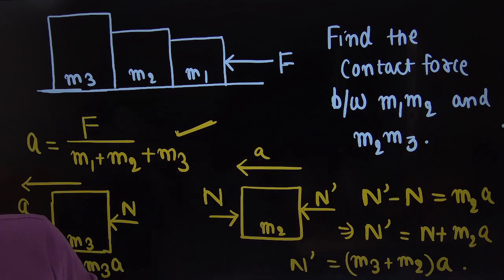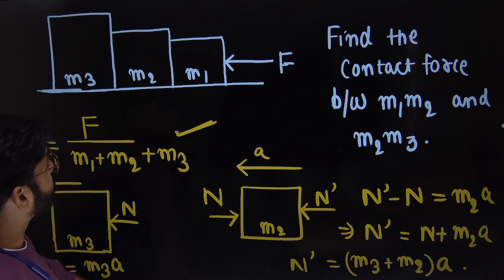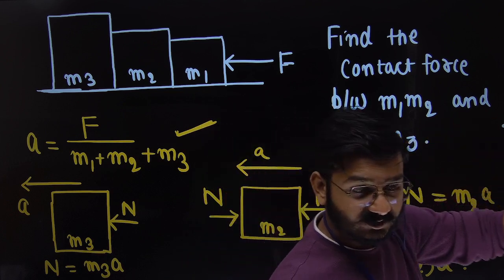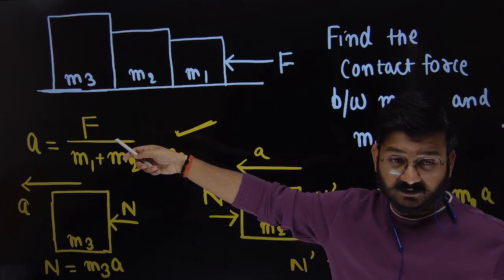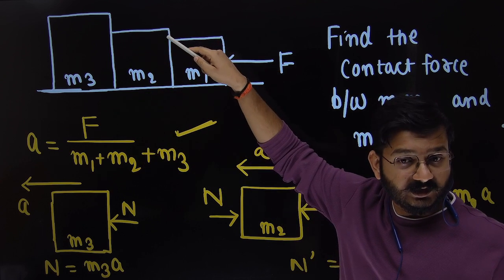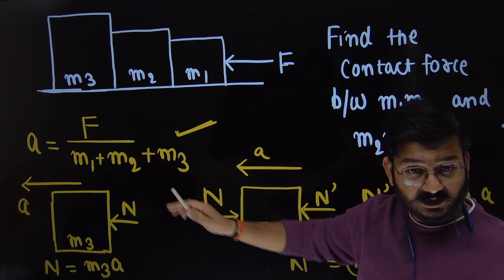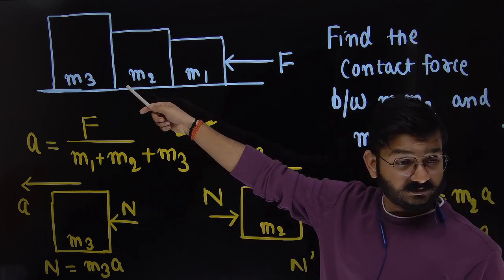So find the contact force between M1, M2 and M2, M3. So what is the first thing we'll find out? We'll take this as system. We'll find the acceleration. What will be the acceleration? Force divided by total mass. So this is the force responsible for moving the whole train. So driving force divided by total mass. Acceleration done. Now you will draw the free body diagram of M3.